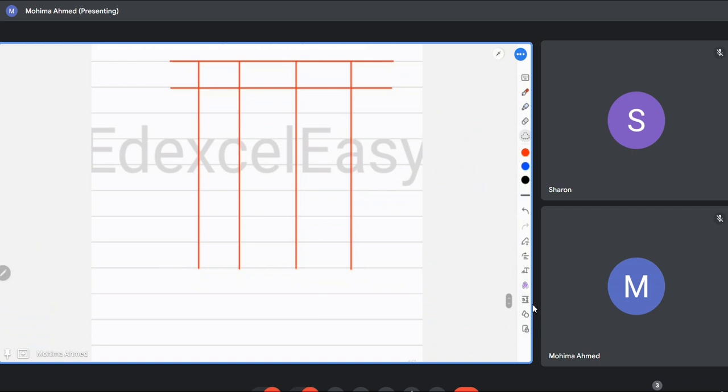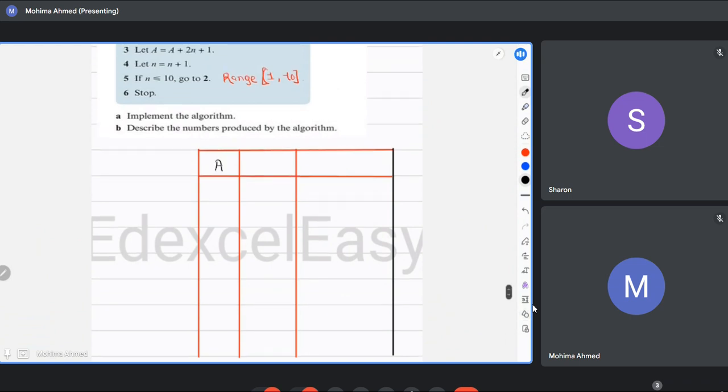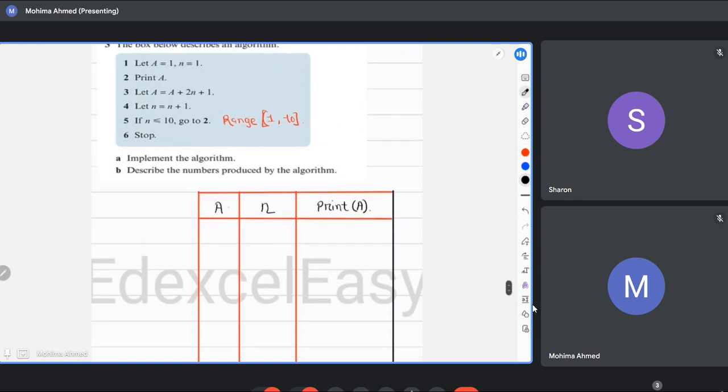1 minute. I think I have added too many rows. I'll just have to delete it. Actually, let's just keep this much. Even though we don't need this, we'll just keep it. These are needed: 1, A, B, and print function. This is value for A, this is value for N, and this is your print A. Even though they're using capital A in Python, you cannot use capital A. You have to use small letters as the name for variables.